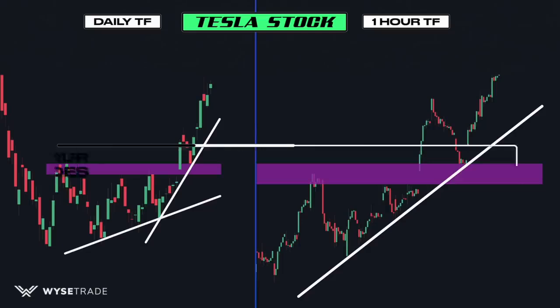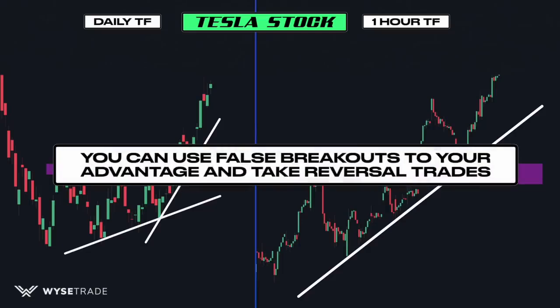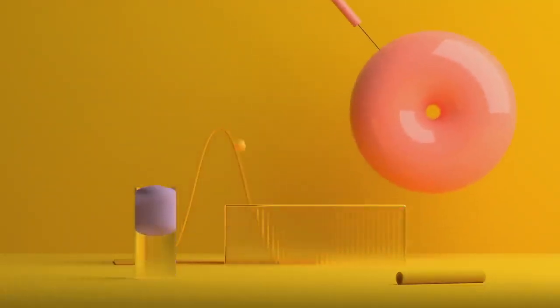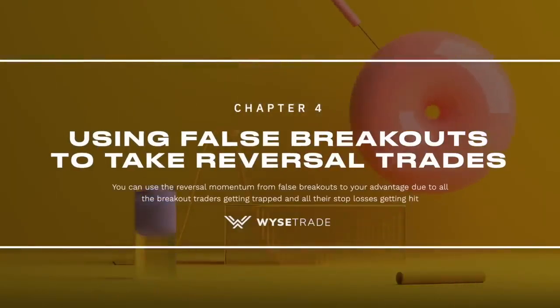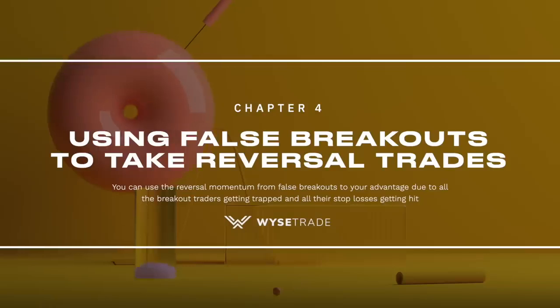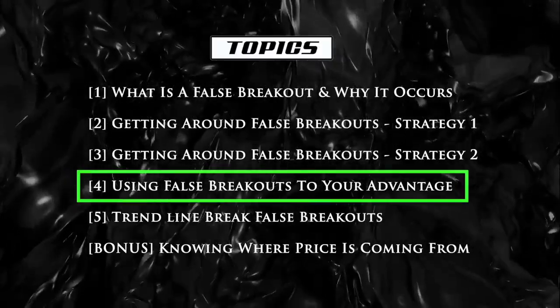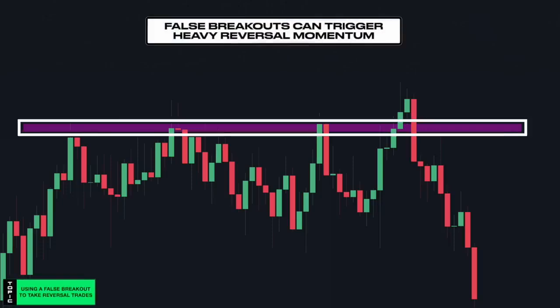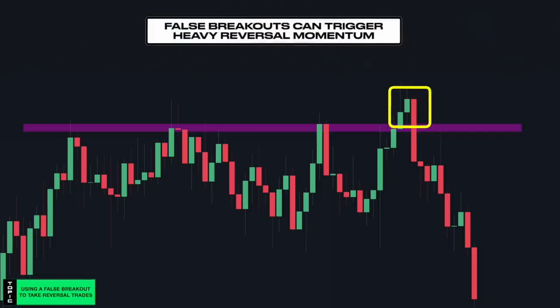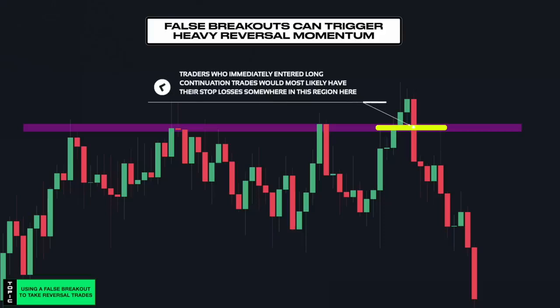So now, you can actually use false breakouts to your advantage and take reversal trade entries. So you have your key level of resistance. When price breaks through, traders who immediately entered a long continuation trade would have most likely placed their stop losses somewhere in this region here.